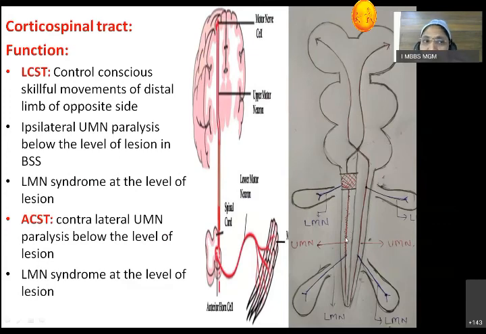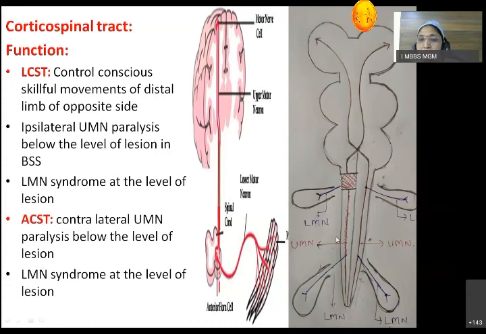In case of the corticospinal tract, as the crossing is above the spinal cord and the lesion is in the spinal cord, there is ipsilateral loss. So at the level of lesion, there is lower motor neuron type of paralysis. Below the level, there is upper motor type of paralysis on the same side. This is the site of lesion.